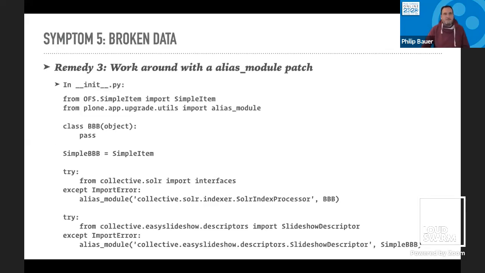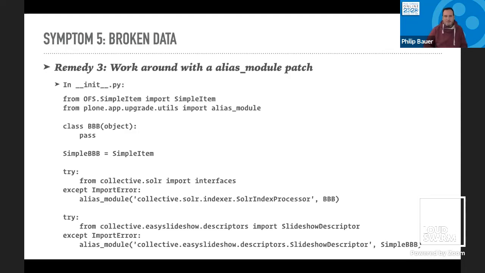Option 3 is to work around with an alias module patch. Alias module is something David Glick, I think, came up with, pretty nifty. And in your init.py, you can basically patch your Python path so that, for example, the interface ISolrIndexProcessor from collective.solr.interfaces is no longer throwing an import or module not found error or an attribute error, depending on how it's used, but it'll just be nothing because it's an empty object, it's a BBB object.